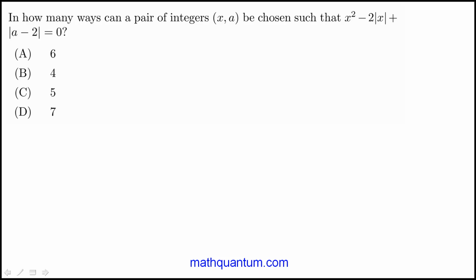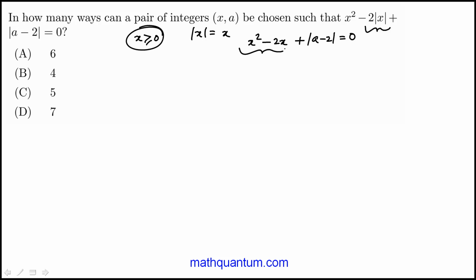So I'll do this by isolating the two cases, the first one being x is greater than or equal to 0. In that case, absolute value of x would be x. So this equation becomes x squared minus 2x plus absolute value of a minus 2. So then I'll complete the square here. This is (x minus 1) squared minus 1.